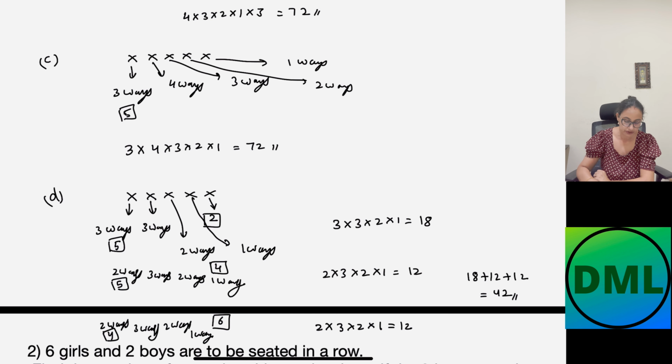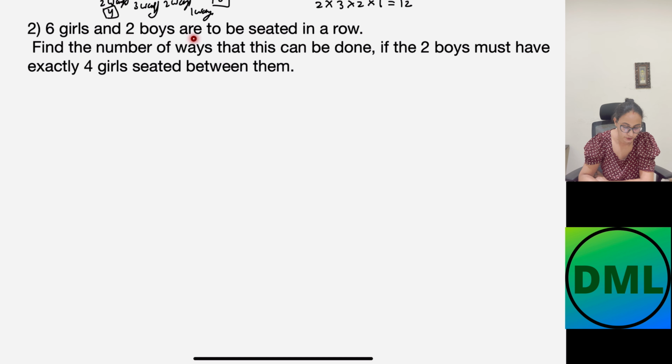Let's see the second question. 6 girls and 2 boys are to be seated in a row. Find the number of ways that this can be done if 2 boys must have exactly 4 girls seated between them. This is a very different type of question we have. Let's do this here. We have 6 girls and 2 boys. So the total number is 8.